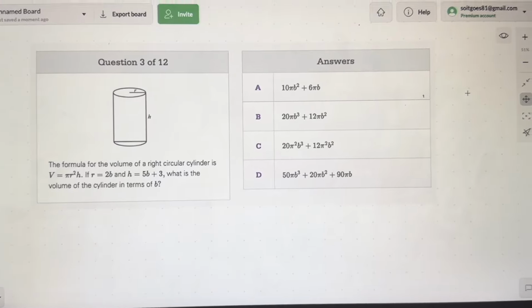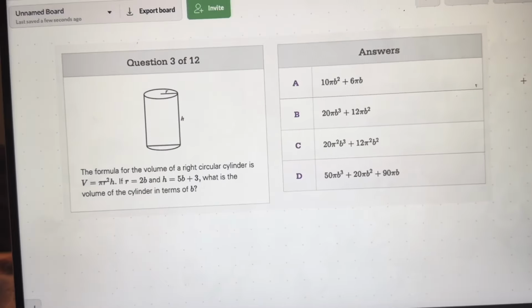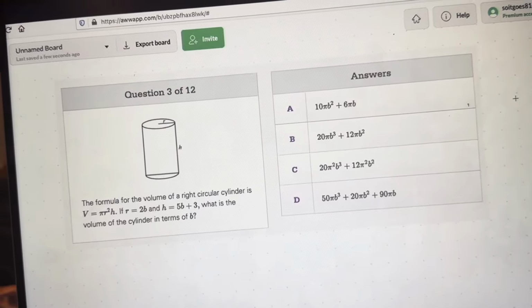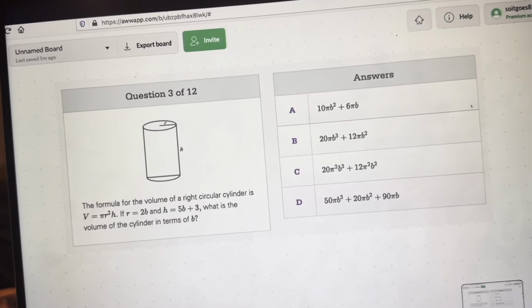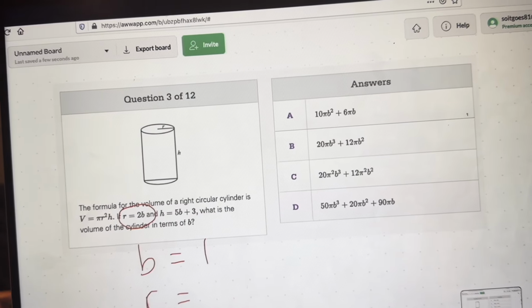Right, go and read this question for me, please. It looks scary, but again, we're going to plug in values and it's going to be easy. The volume of a cylinder is in terms of B, and H equals 5B plus 3. What's R?